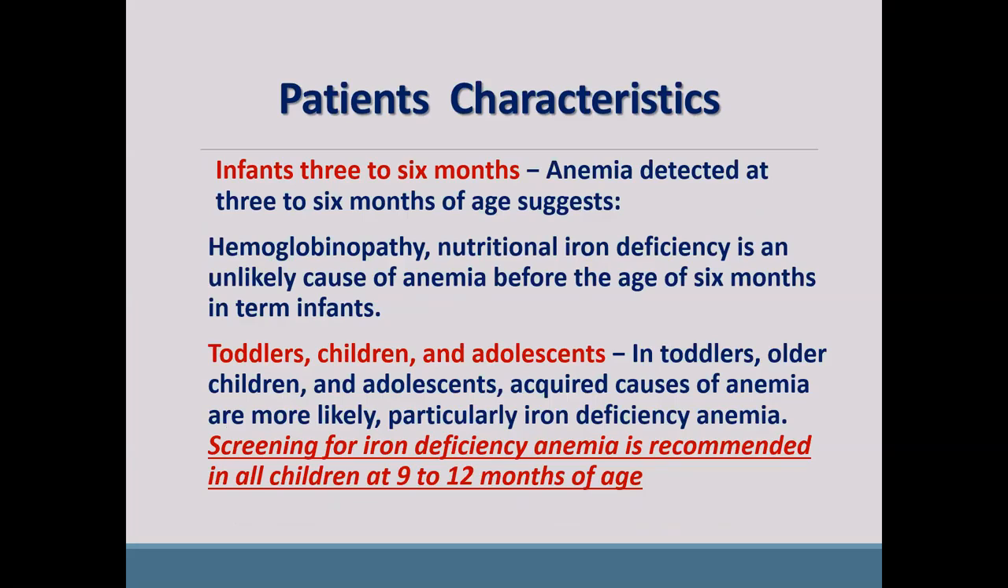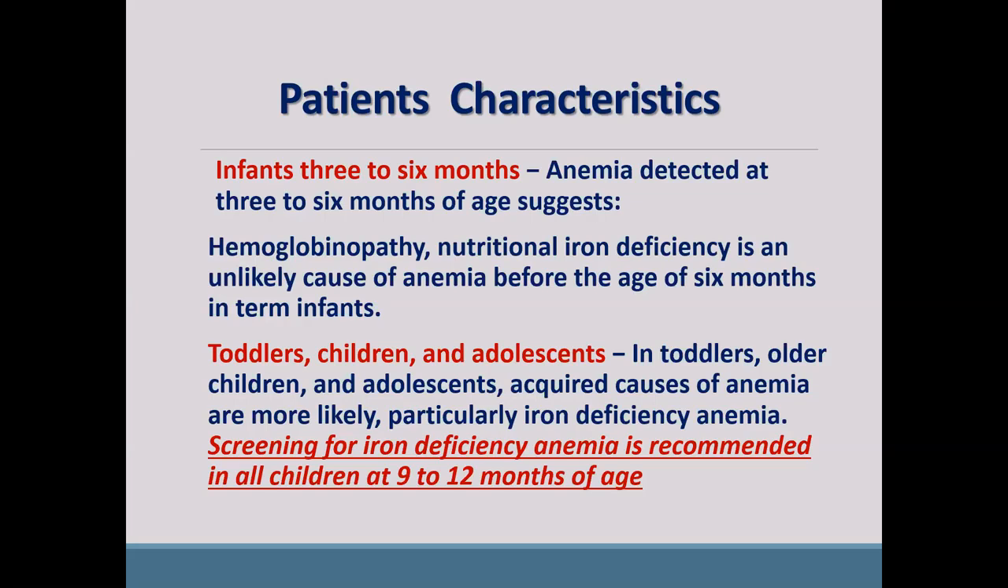In infants 3 to 6 months, anemia detected is due to hemoglobinopathies like thalassemia and sickle cell anemia. Nutritional iron deficiency is an unlikely cause of anemia before the age of 6 months in term infants. However, iron deficiency anemia can present before 6 months in children who are delivered preterm.